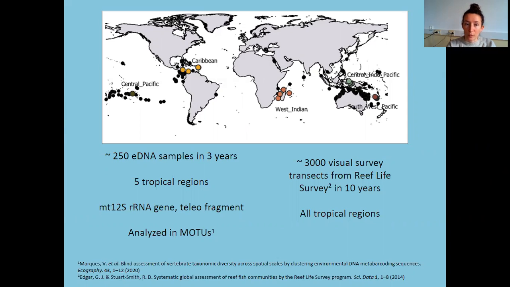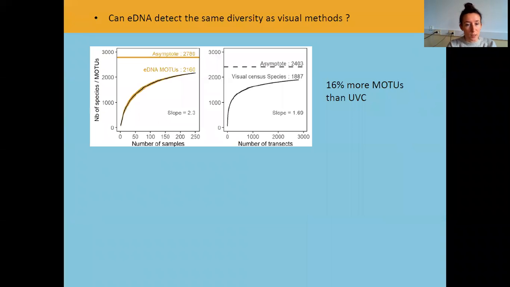We then compared our data to visual census realized by the Reef Life Survey during 10 years. First, we investigated if eDNA can detect the same diversity as visual methods. For this, we derived saturation curves as the number of MOTUs and families in function of the number of samples.